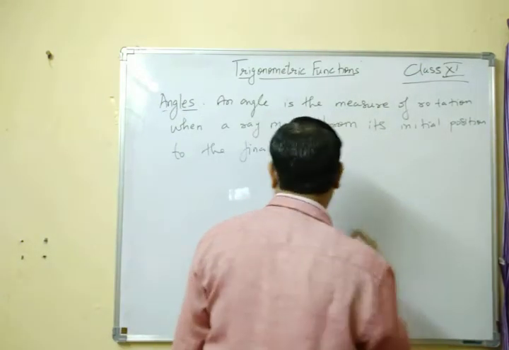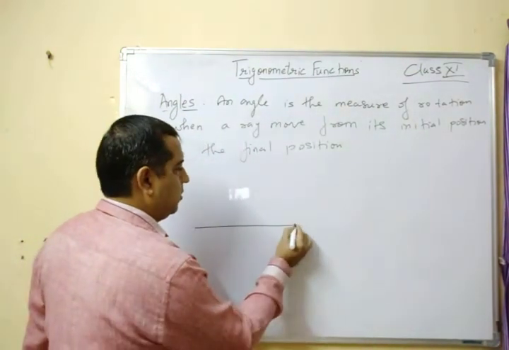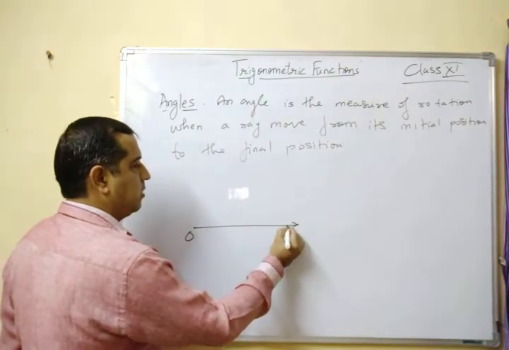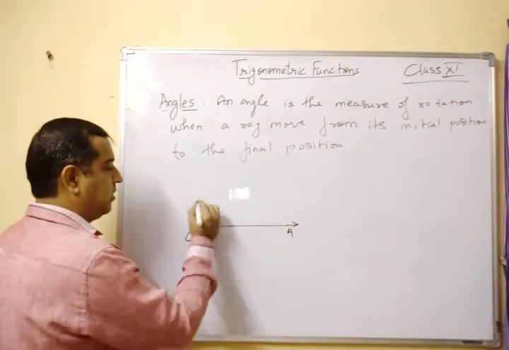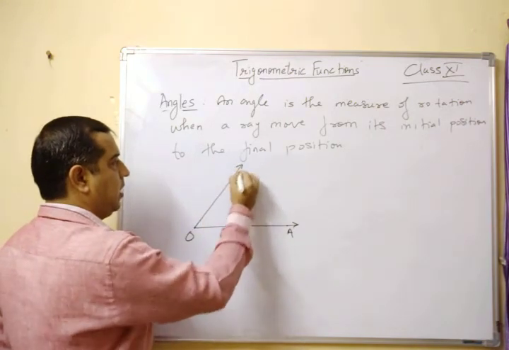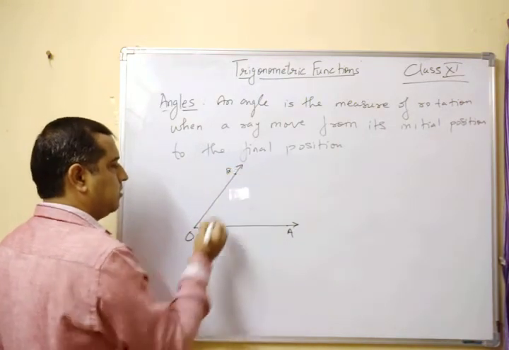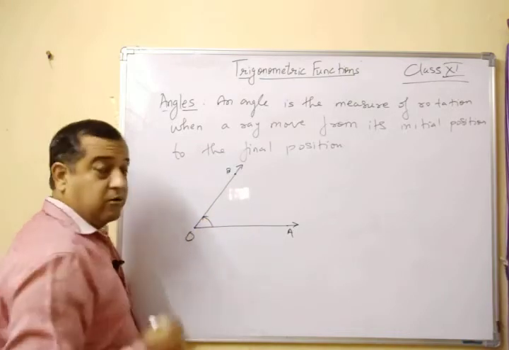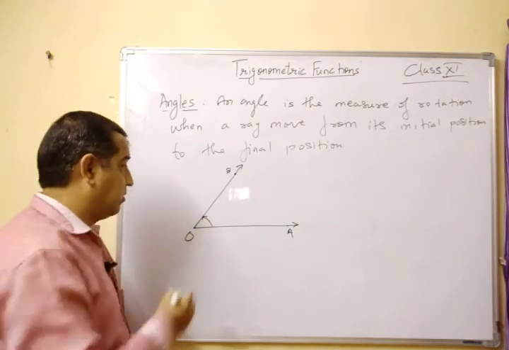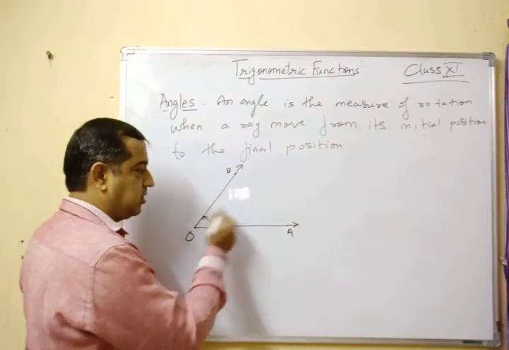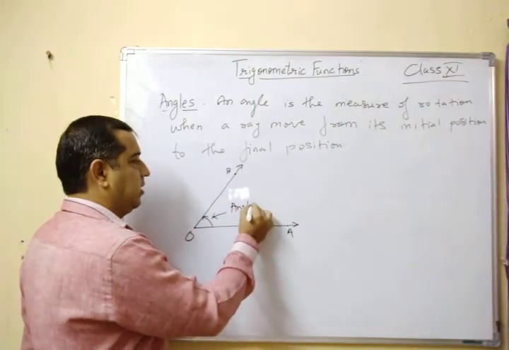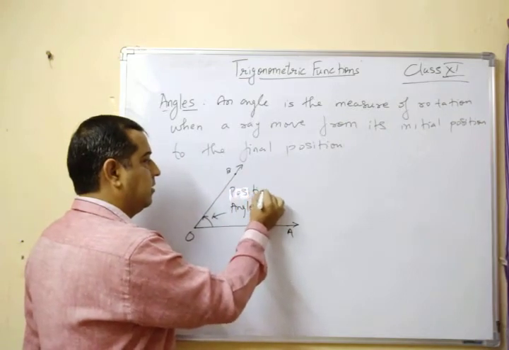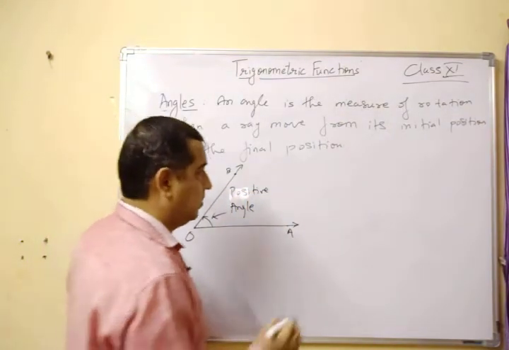Suppose this is a ray, you can say ray OA. This ray starts moving in this direction and it stops here. Now this ray has moved this way, fixed at O. Then this measure of rotation is called angle. And here the angle formed is a positive angle.